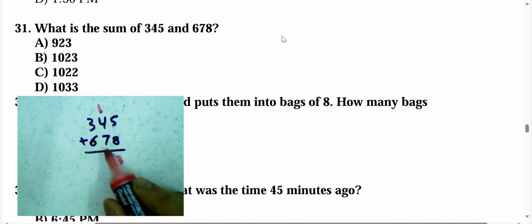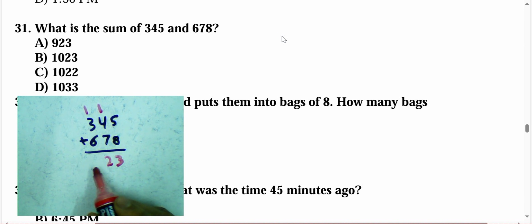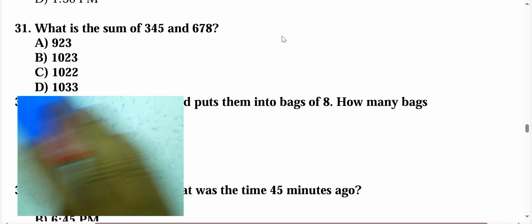4 plus 1 is 5. 5 plus 7 equals 12. Write 2 and carry up 1. 3 plus 1 is 4. 4 plus 6 equals 10. So the result here will be 1023. Choose letter B for this example.